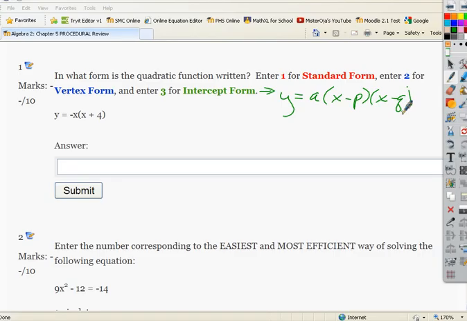Now, why? This one's a little bit tricky. What's A? -1. Good. What's Q? There is none. -4, right? Because we're subtracting. But the tricky part is, what's P? -4? No. It is a positive. This is the same thing as negative the quantity x minus 0 times x minus -4, right?